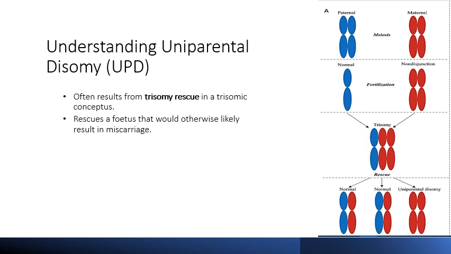UPD often results from a trisomy rescue, which occurs in a trisomic fetus, so a fetus that carries a trisomic cell line. Trisomy rescue is a corrective mechanism where one of the extra chromosomes in a trisomic zygote is lost during early cell division. This process can stabilize the genetic makeup of the fetus, potentially allowing for a viable pregnancy and reducing the likelihood of miscarriage. However, in some cases, it may result in UPD, where both chromosomes of a pair, such as chromosome 15 or 21 or 18 or any other chromosome, are inherited only from one parent.